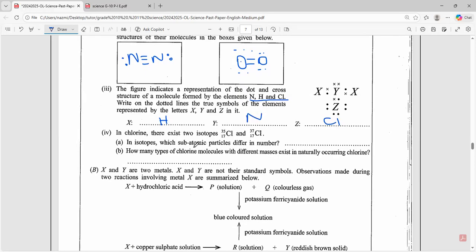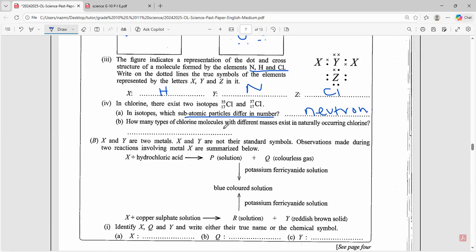So in isotopes, what subatomic particle differs in number? Neutron. Neutron changes. Electron and proton will be the same. How many types of chlorine molecules with different masses exist in naturally occurring chlorine? So it's 2, no? Since you have 2 isotopes, you have 2 chlorine molecules with different masses. Because one chlorine's mass number is 35, the other one is 37.